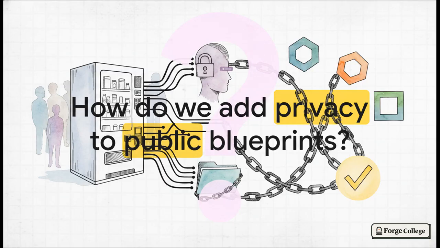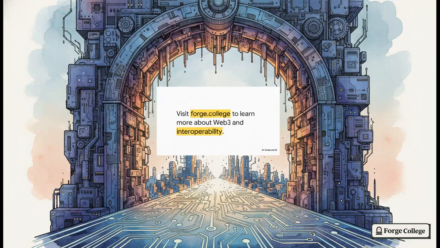How do we actually add identity, privacy, and cross-chain capabilities to these very public application blueprints? Because let's face it, real-world applications usually need authorized actors, some level of off-chain privacy, and the ability to interact across completely different blockchains. And that is exactly what we're going to tackle next time.